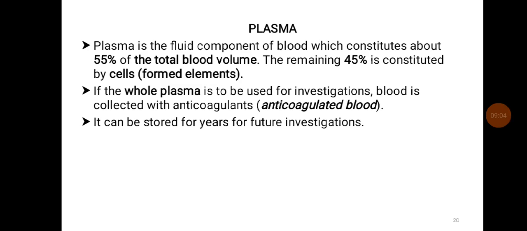Plasma is the fluid component of blood which constitutes about 55% of the total blood volume. The remaining 45% is constituted by the cells, the formed blood elements. If whole plasma is to be used for investigation, the blood is collected with anticoagulants, anticoagulated blood. So it can be stored for years for future investigations.